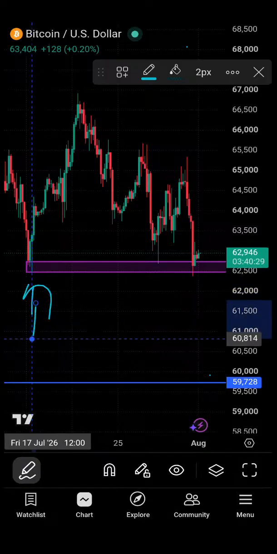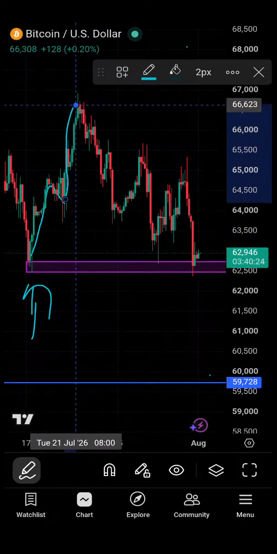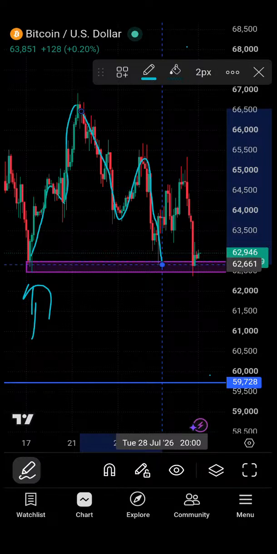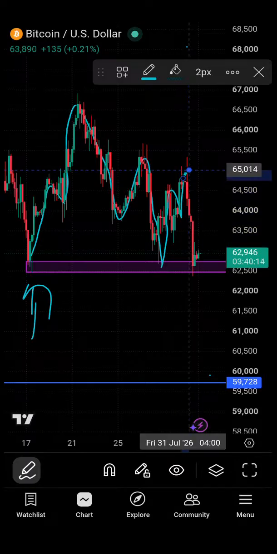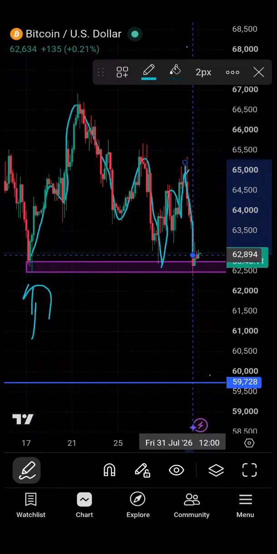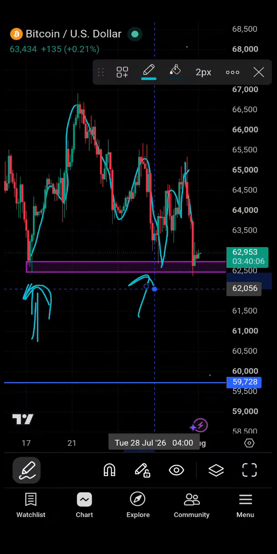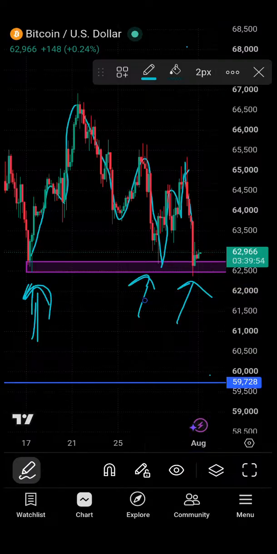You can see the price from here started to shoot towards the upside, and it came back down, tapped into this same area again, and it shot towards the upside. And right now it came back. Okay, so we are having a first touch, second touch, and now we are having another touch around this area. Okay, so we're having 1, 2, 3.